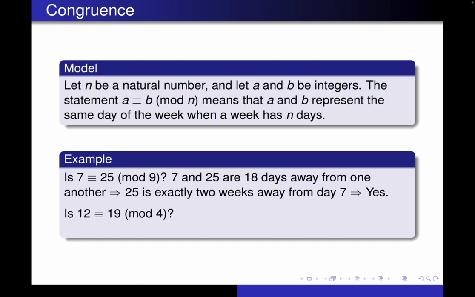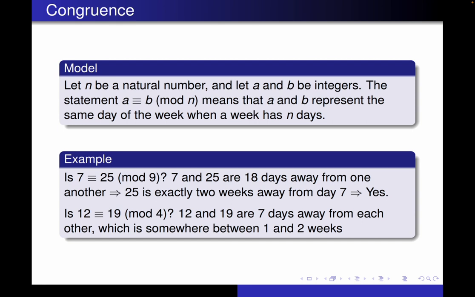And if we want to ask a similar question, is 12 congruent to 19 mod 4? Well, now we have 4 days in a week, but 12 and 19 are 7 days away from each other. 1 week is 4 days, 2 weeks is 8 days. So 7 is somewhere between 1 and 2 weeks, not equal to one or the other, which means the answer is no. 12 is not congruent to 19 mod 4.